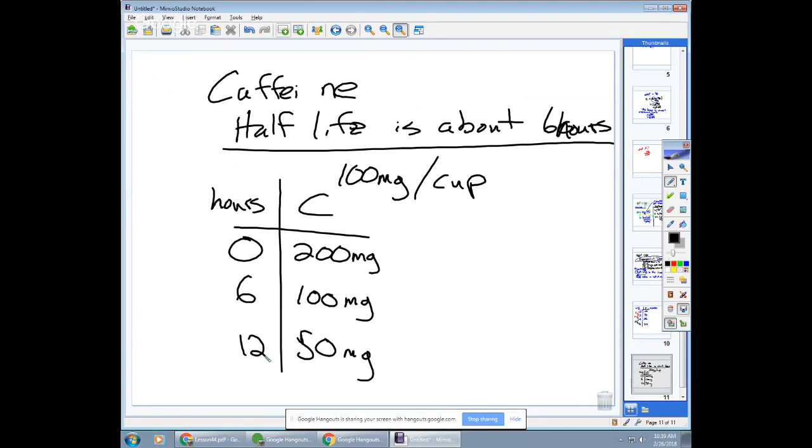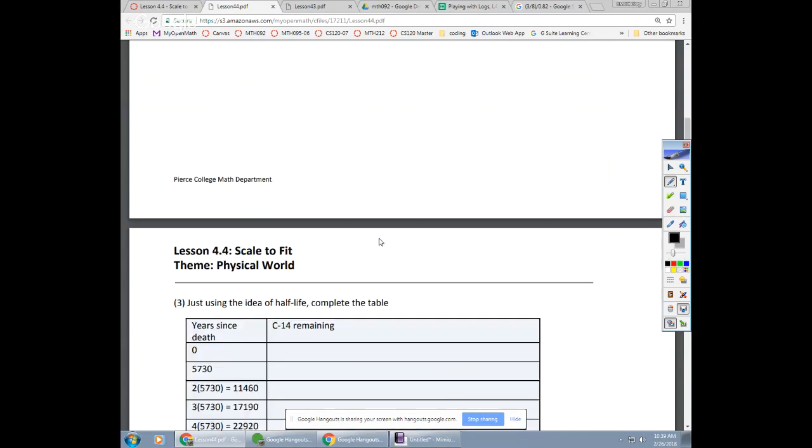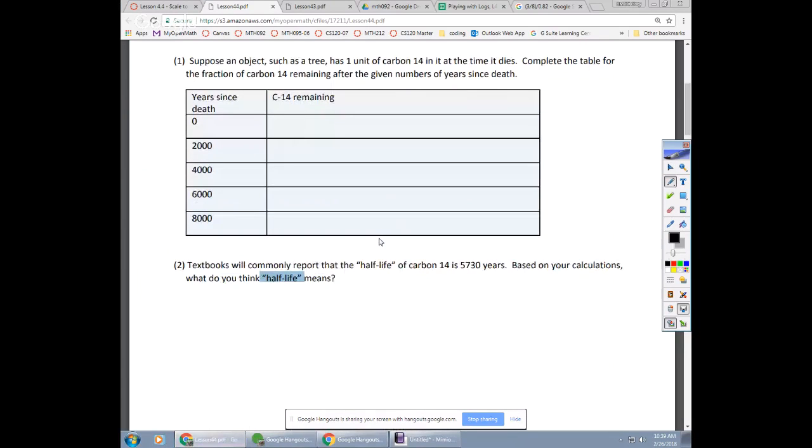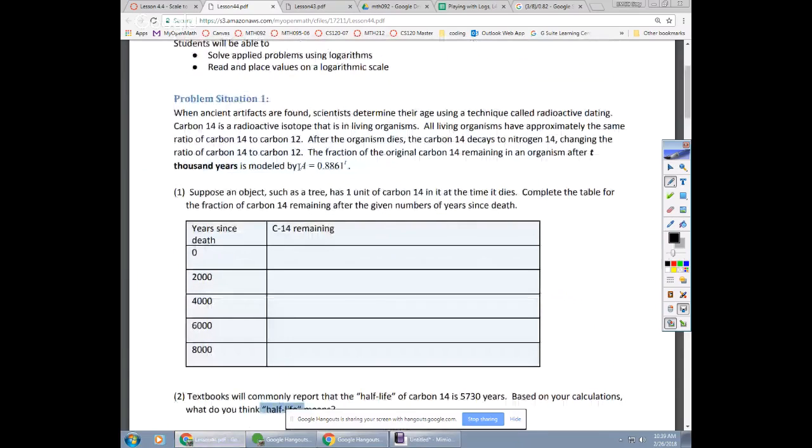Changing it into a formula is a little bit trickier. We'll play with more of that later. All right, so now we're going to switch over to carbon 14, and you're going to look at that in 2 different ways. And you can hang out in here and work on this, or you can go to the lab and work on it. First, you're going to use the formula they give and just plug in the years they give you here and figure out how much carbon 14 is remaining.